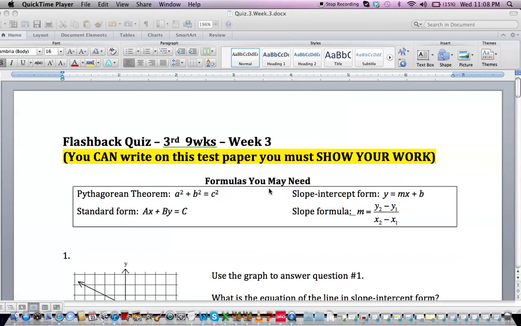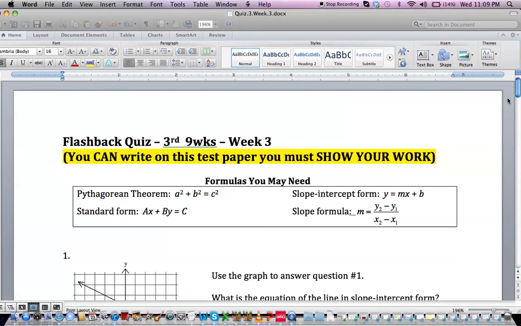Here are some formulas that you may need. Here's the Pythagorean theorem: a squared plus b squared equals c squared. Standard form: ax plus by equals c. Slope-intercept form: y equals mx plus b. And then the slope formula: m equals y2 minus y1 over x2 minus x1. Refer to these as you need them, okay?